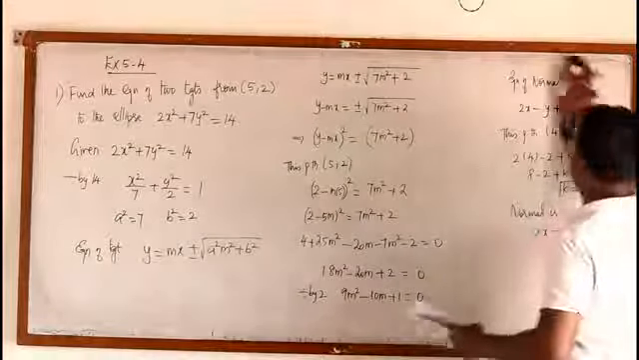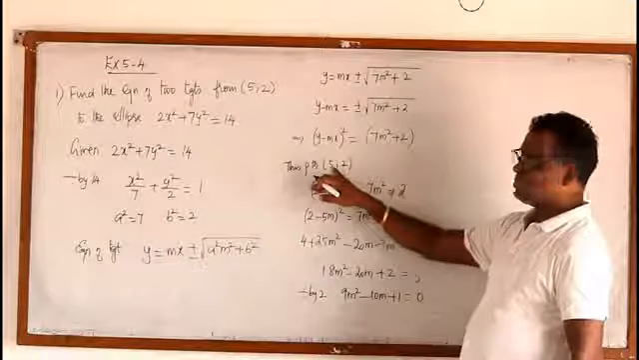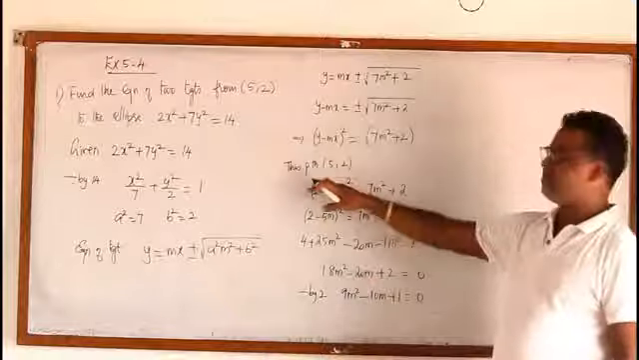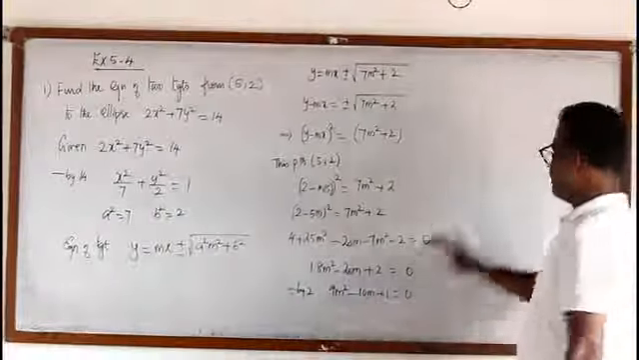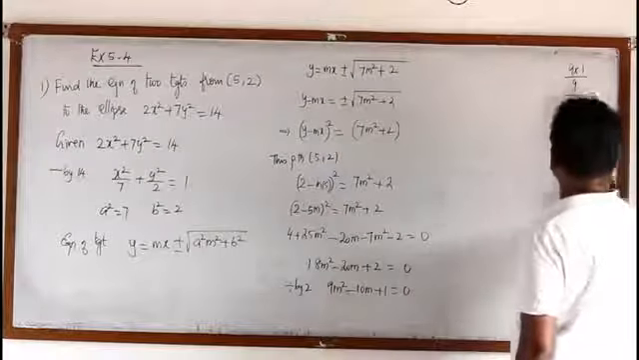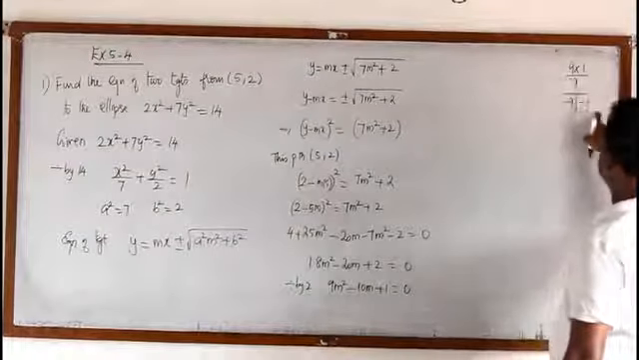See, if I factorize this, I will get two values for m. One m value with the point gives one separate tangent, and the second m value with the same point gives the second. So we shall factorize this quadratic equation. 9 into 1 is 9. I need minus 10, so minus 9 and minus 1. When we multiply, it is plus 9. When we add, it is minus 10.